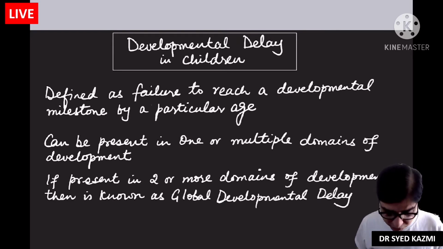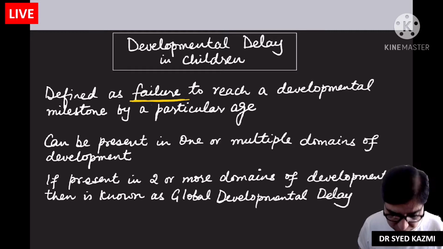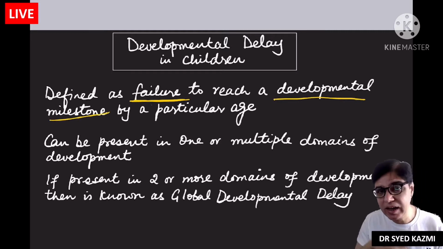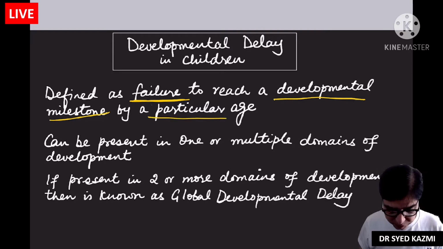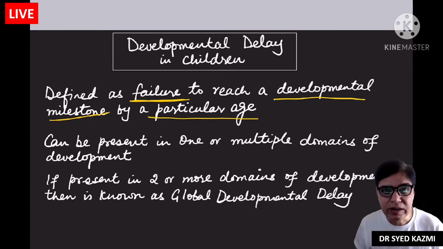So if a child fails to reach a particular developmental milestone, which might be in any of the domains, either gross motor, fine motor, vision or hearing, or social domains, by a particular age which is normal, then you would call it developmental delay.